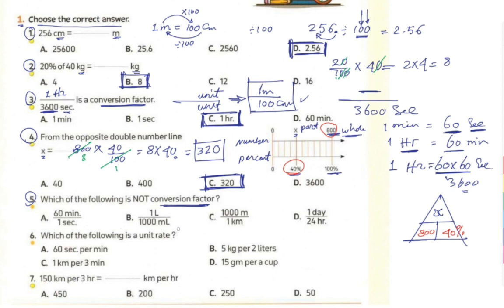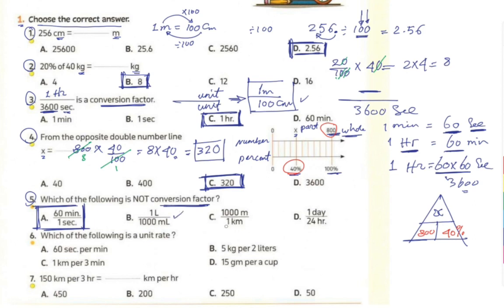If we look here, is 60 minutes equal to 1 second? Of course not. So the first choice is the correct one. Why? Because 60 minutes is not equal to 1 second. So point A, the first choice, is the right choice. Okay, if you look here, 1 liter equals 1000 milliliters. That's a conversion factor.